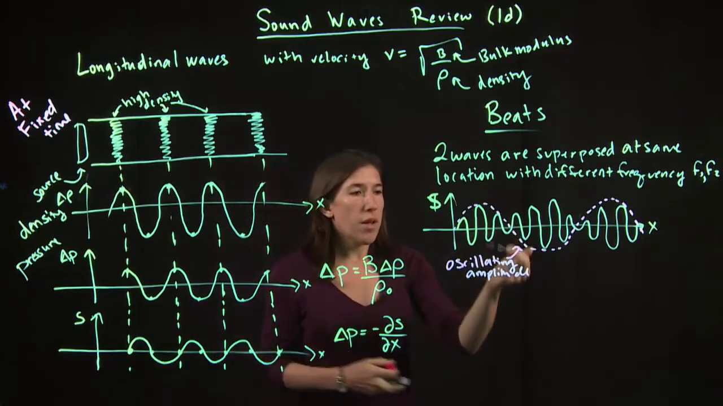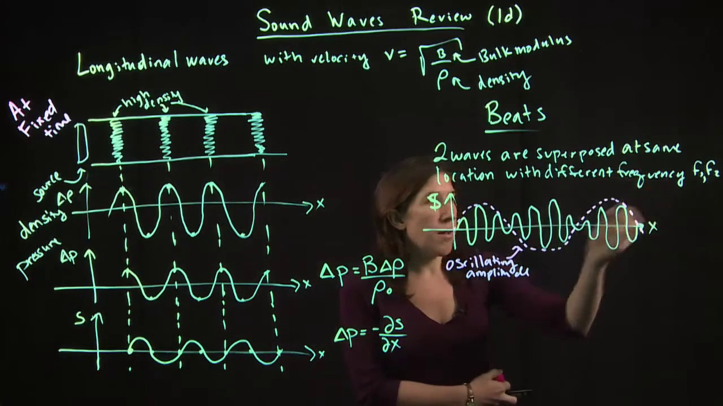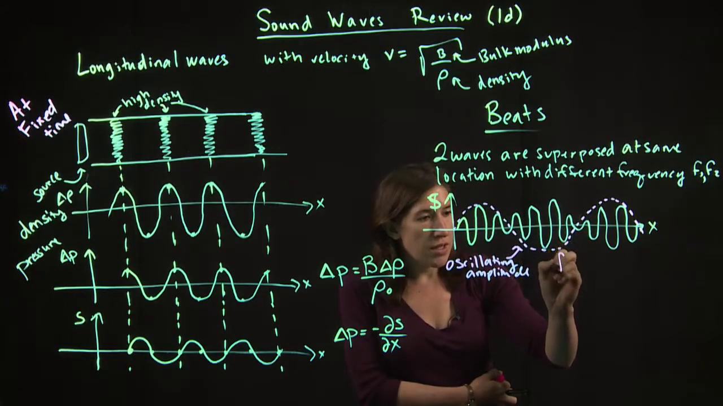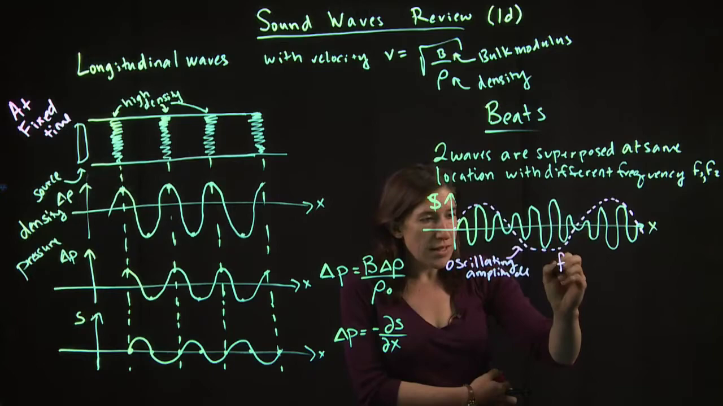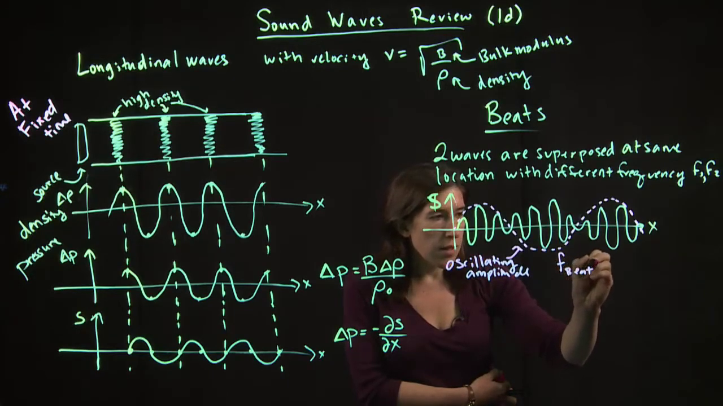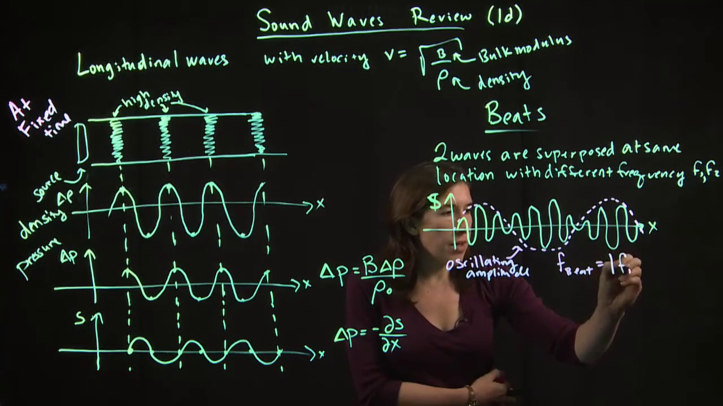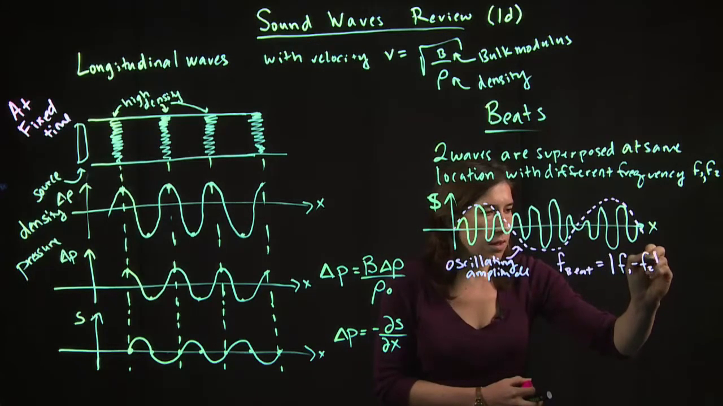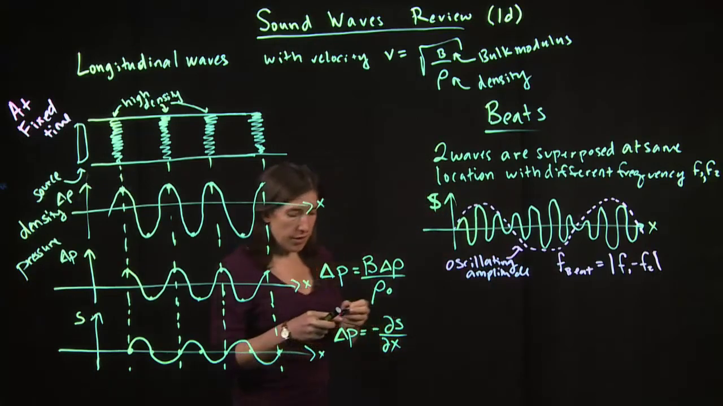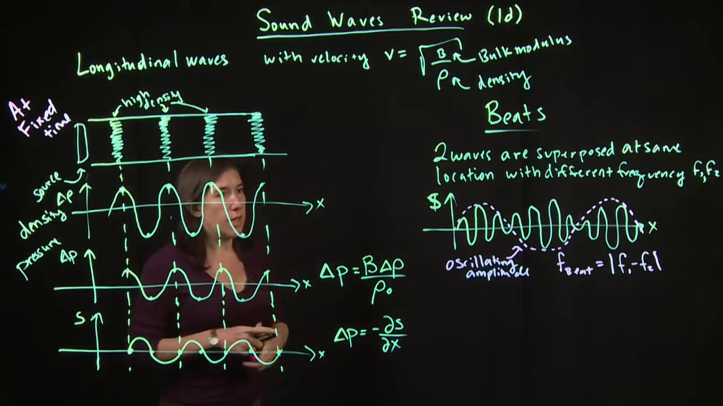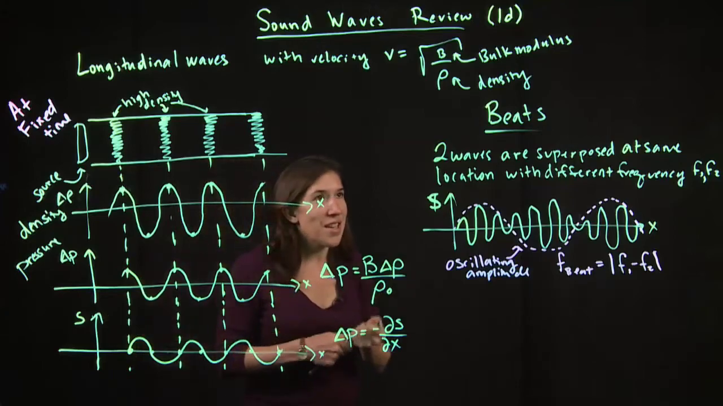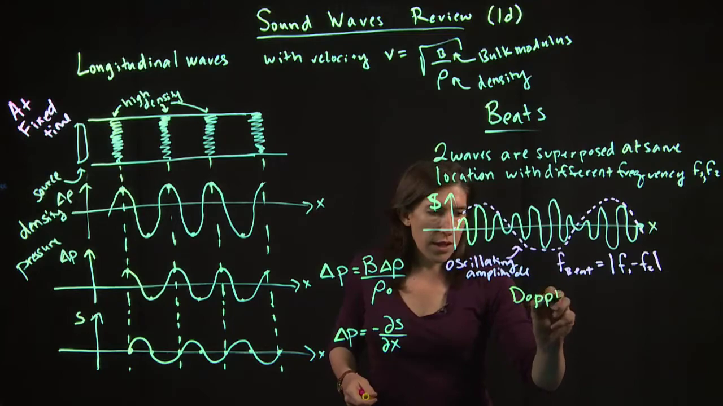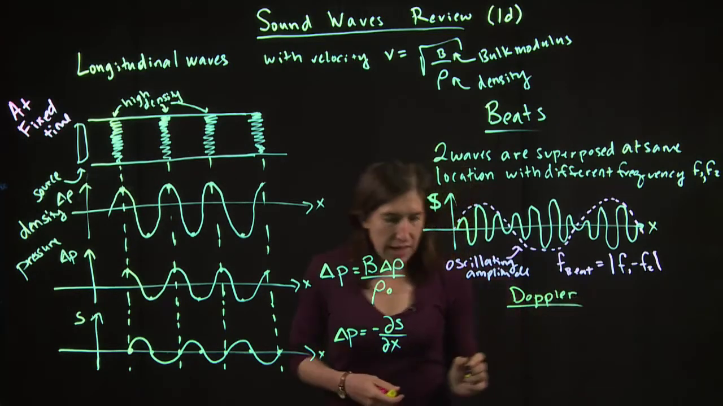And you could compute the frequency of this oscillation, so the frequency of your beats. And this is just the absolute value of the difference of the two frequencies. And so that's basically all there is to beats. And then the final interesting phenomenon that you talk about a lot is the Doppler effect.